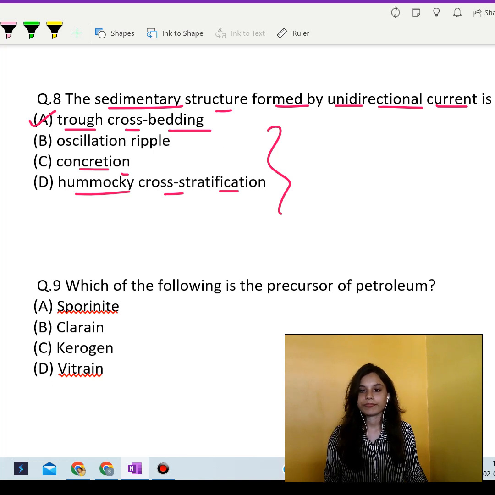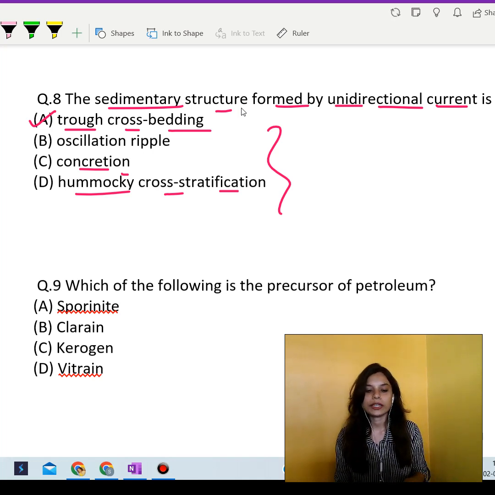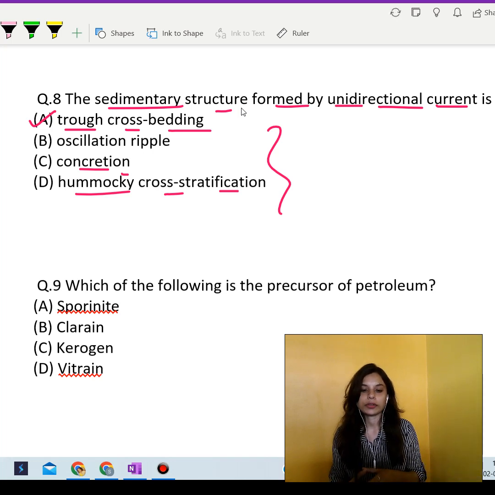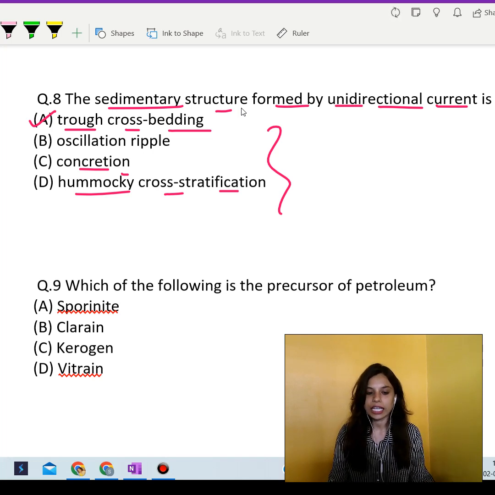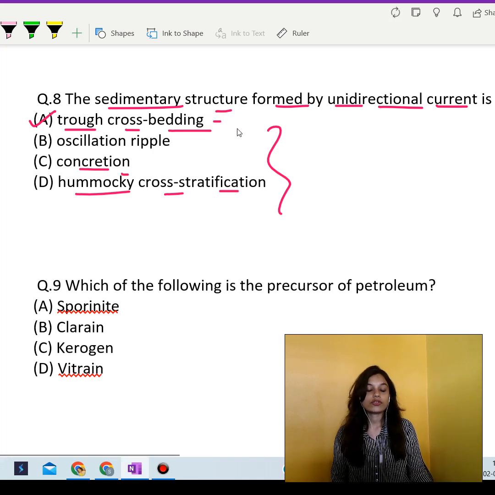correct option. Okay. Now, I have already discussed what is trough cross bedding, but once again, why I chose this one as the correct answer is because trough cross bedding is actually formed by the migration of sediment in one direction under the influence of the unidirectional currents. And this structure is commonly observed in environments such as rivers, channels, deltas, or beach settings where water flow consistently moves in one direction, leading to the deposition of sediment in inclined layers known as cross beds. Therefore, we can go with trough cross bedding.